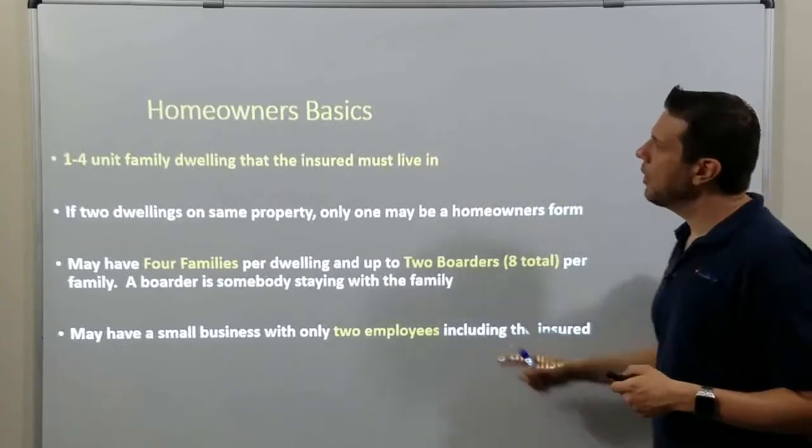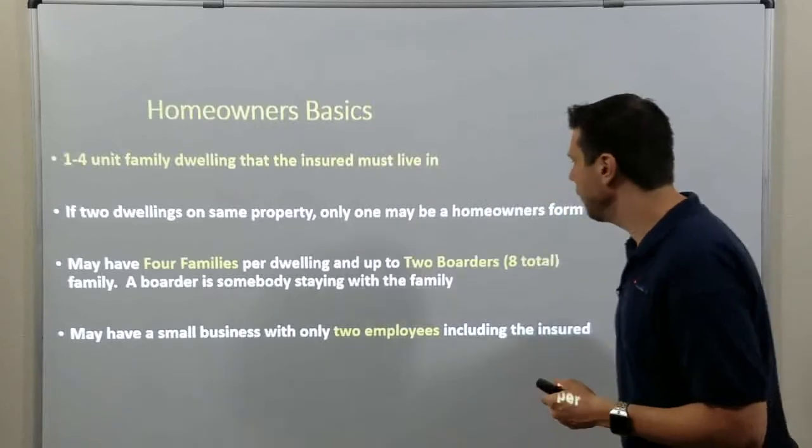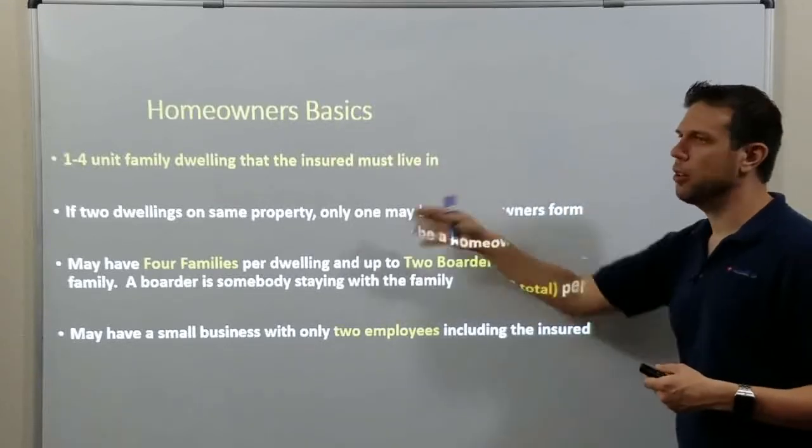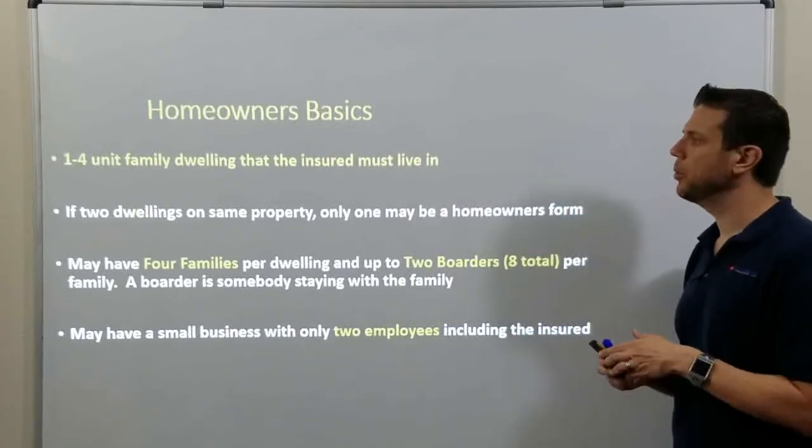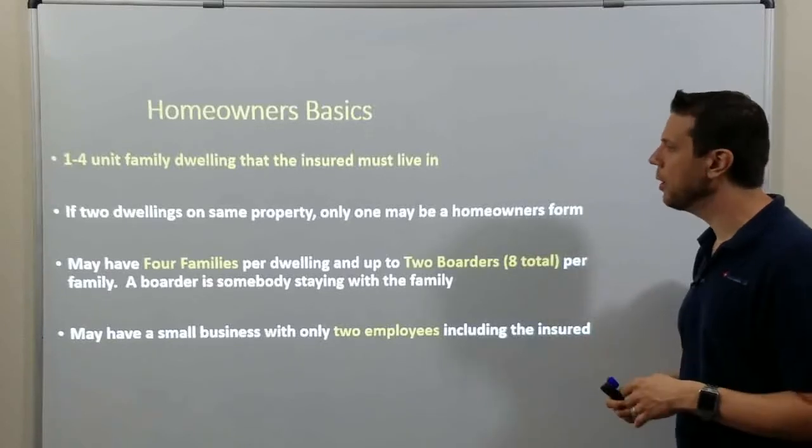You can have 4 families per policy and 2 boarders per family. A boarder is somebody who is renting or staying with you.